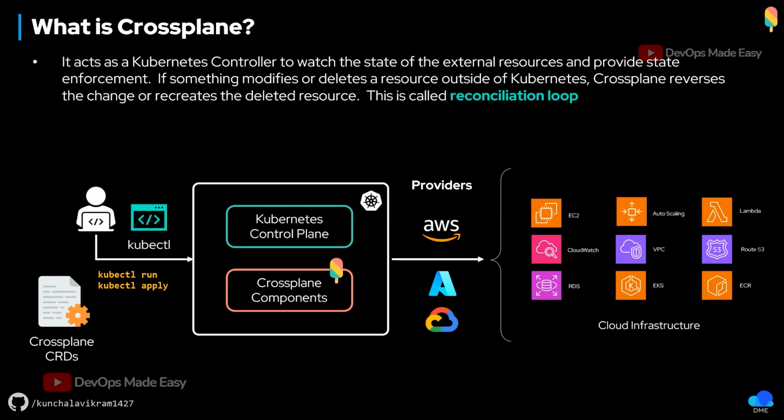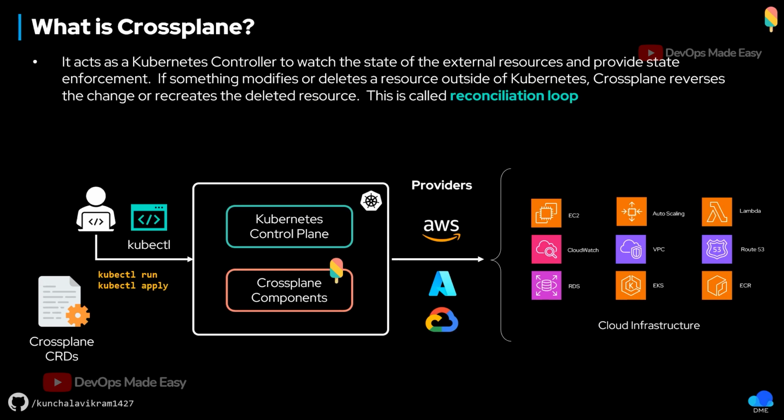So what will happen in the case of the control plane is, Crossplane basically monitors that resource for you. If it is somehow modified or deleted outside Kubernetes, Crossplane reverses that action immediately, either by recreating that resource or modifying the resource so that the state will be brought back to the desired state.